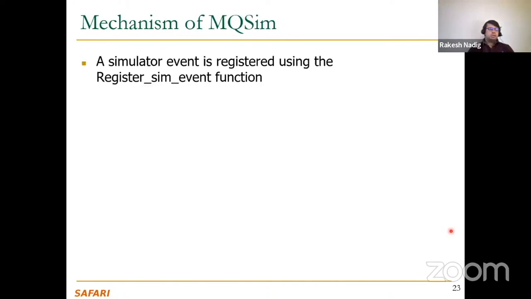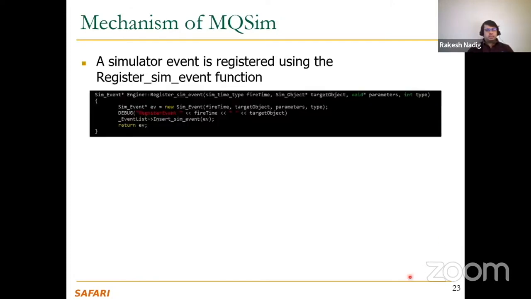Now that we have looked at how to initialize MQSim and how to start the simulation, we'll look at how to add an event into the tree. A simulator event is registered using the register sim event function. In the register sim event function, it calls a constructor called sim event with all the different parameters such as fire time, target object, parameters, and type, and then it inserts this event into the tree, which is called the event list here.